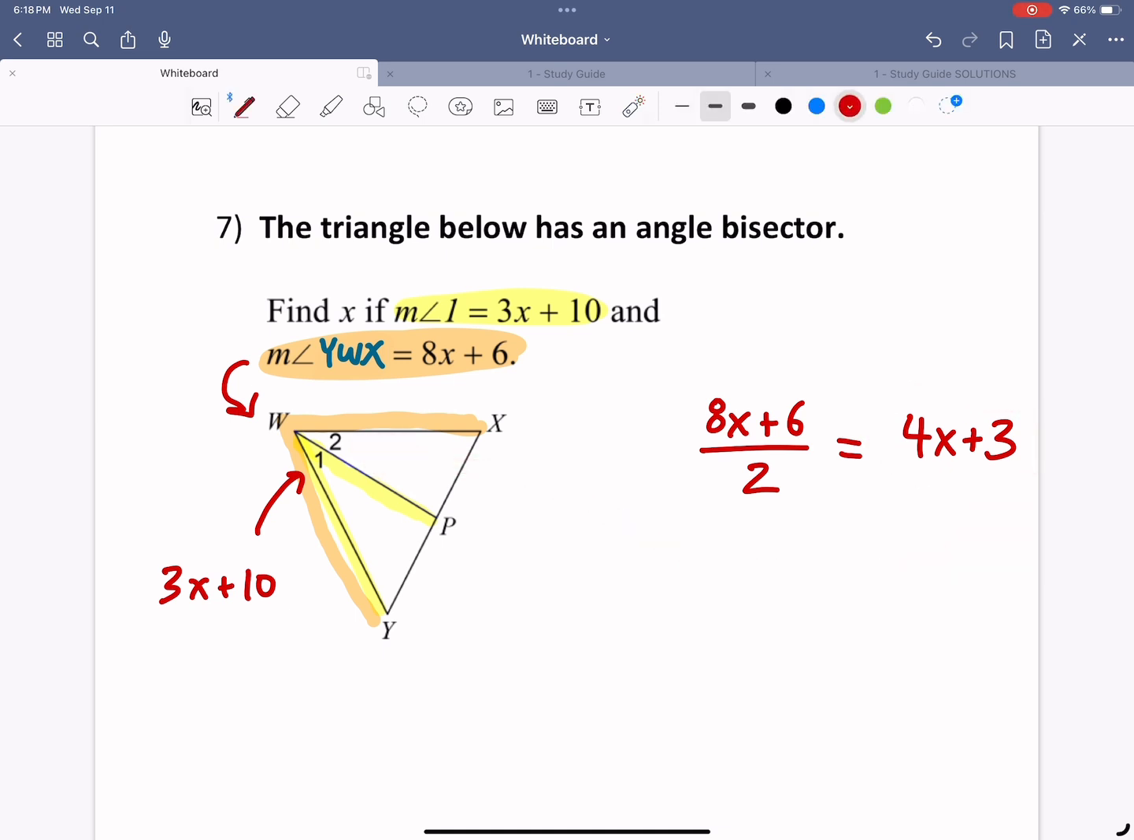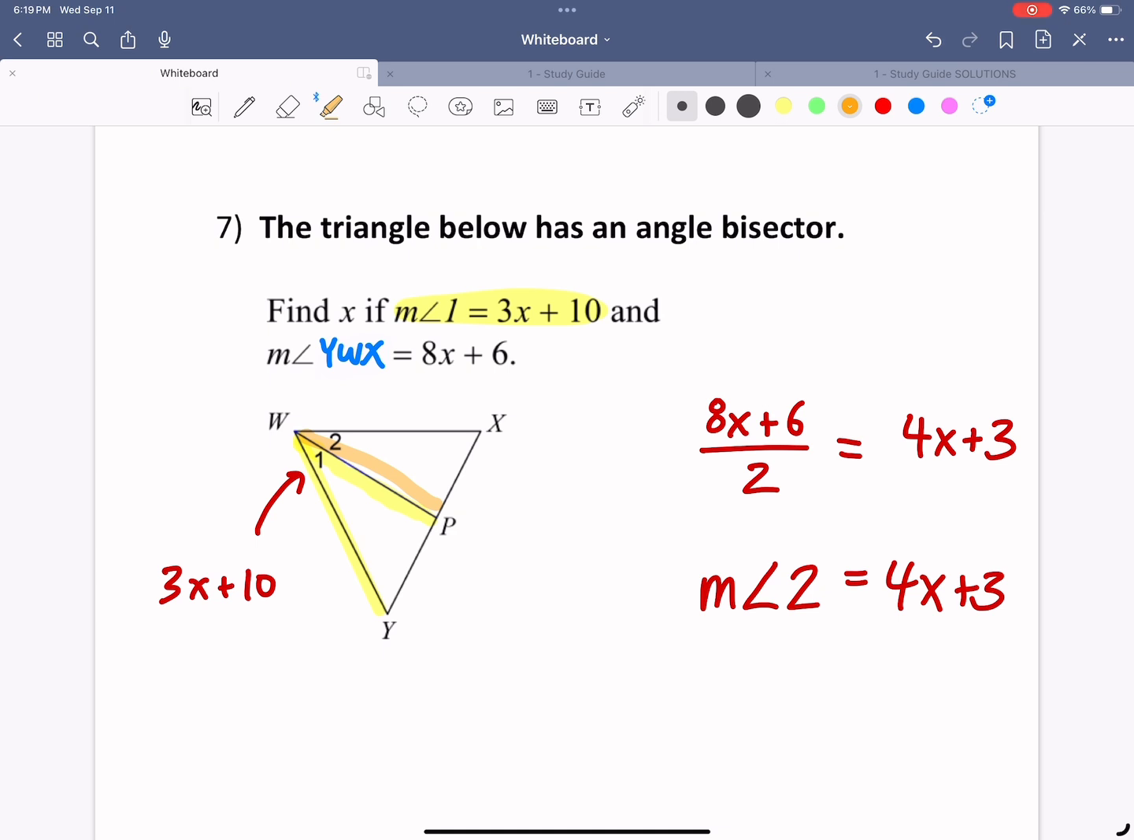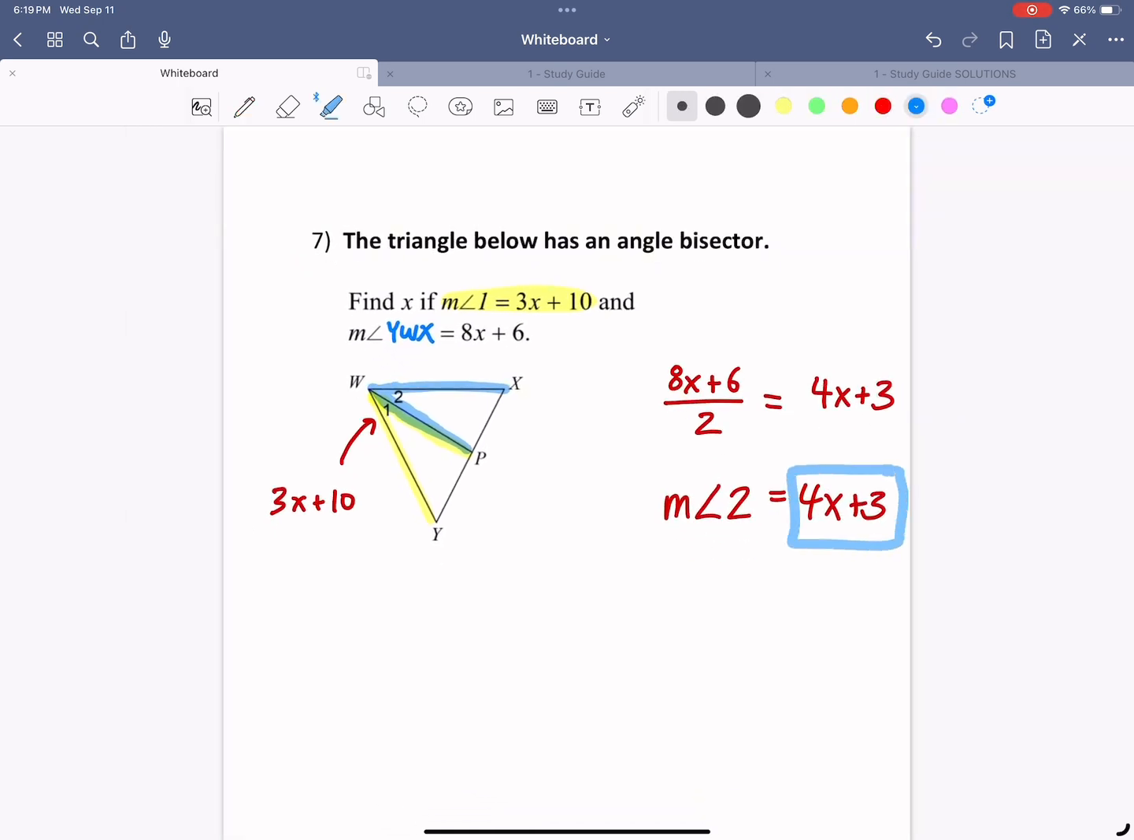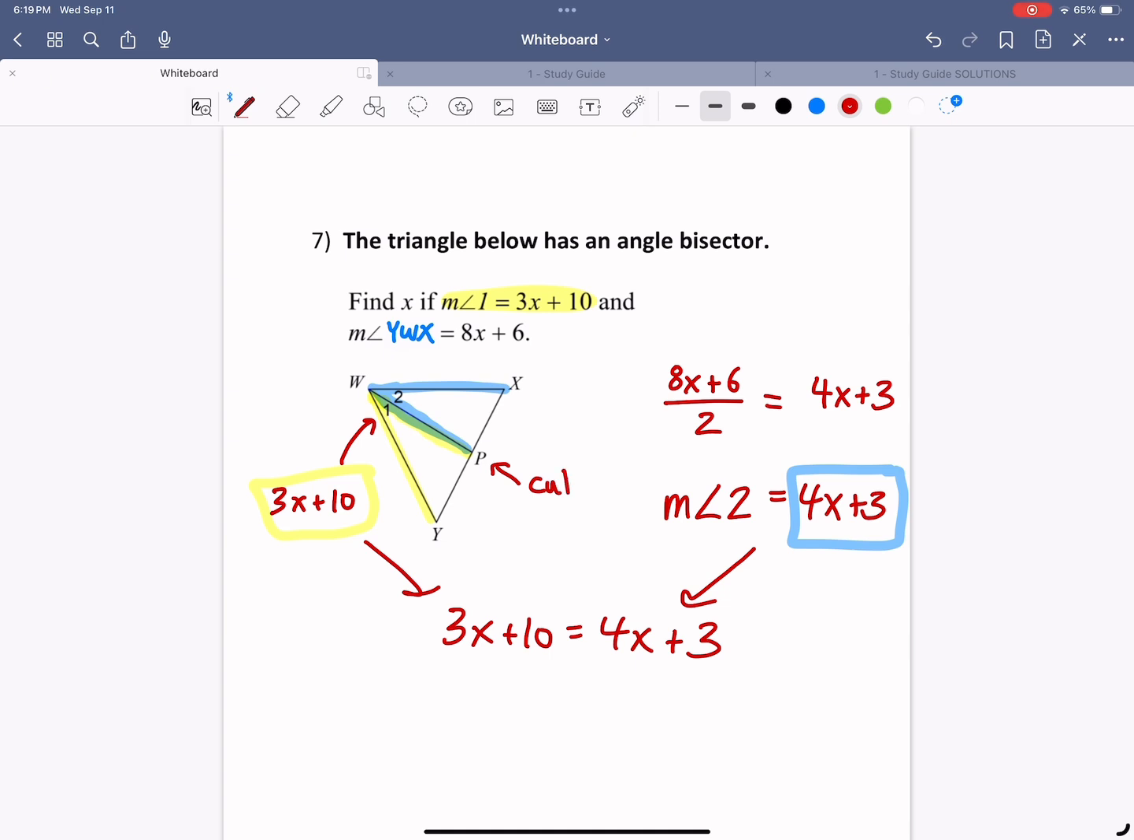Turns out this is going to be the angle measurement for 2. In fact, let me clean this up a little bit. We know that according to what we just found, the measure of angle 2 is going to be 4x plus 3. And so our actual angles that we're going to set equal to each other are going to be these two. So let's do that. I know this is a little bit messy. If you set them equal to each other now, because you know that those two angles are equal, because again, it cuts it in half right here, then you can solve this like normal.